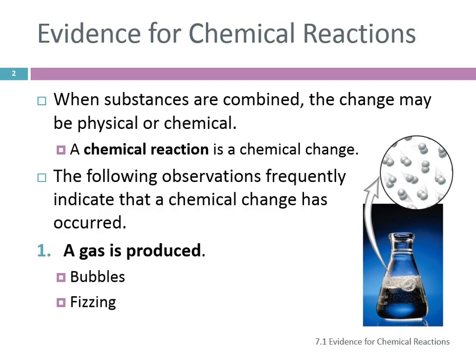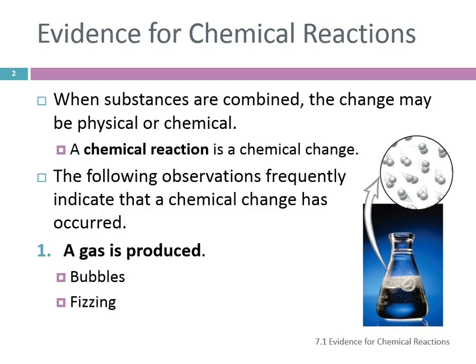Remember that if we're putting two substances together, we could have a physical change where things are just getting mixed, or we can have a chemical change in which old substances are destroyed and new substances are formed. A chemical reaction is a chemical change. Two different terms for the same idea. So, what are these observations that we have a chemical reaction occurring?